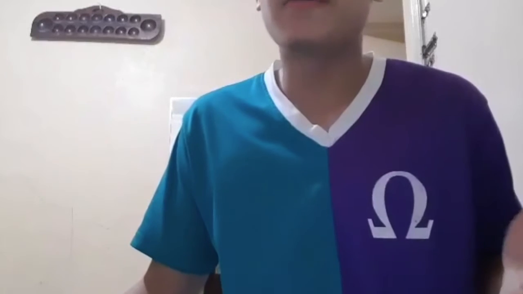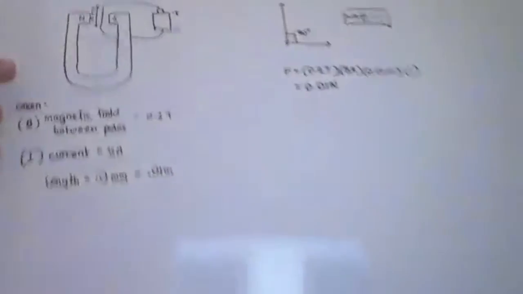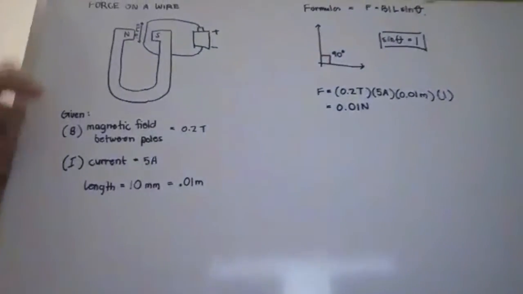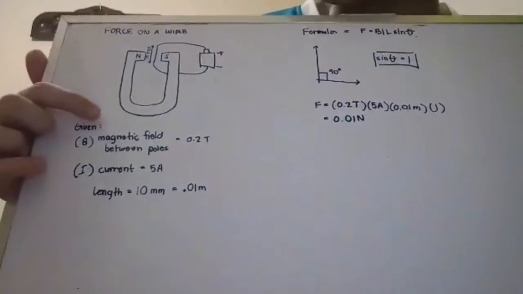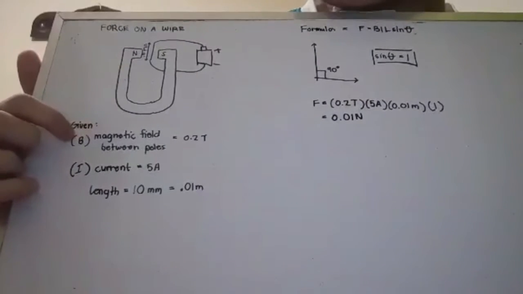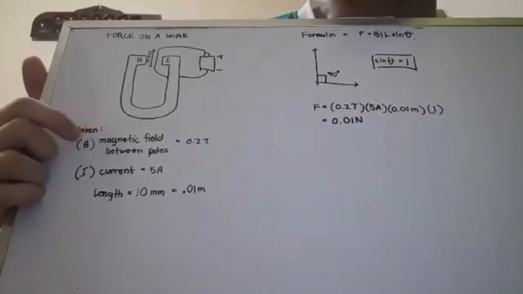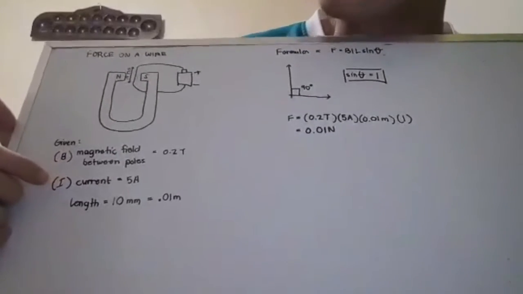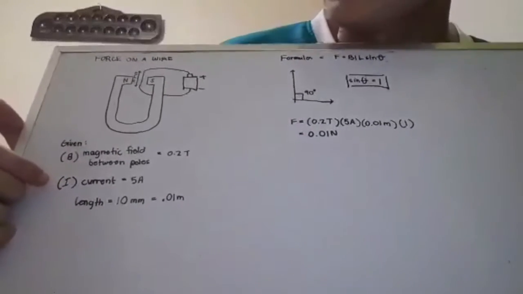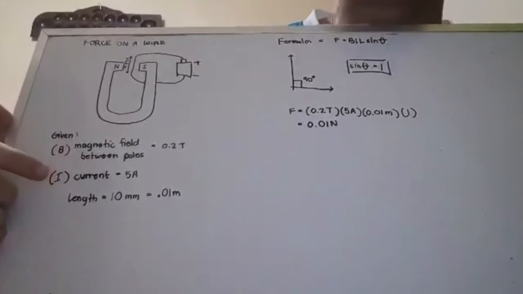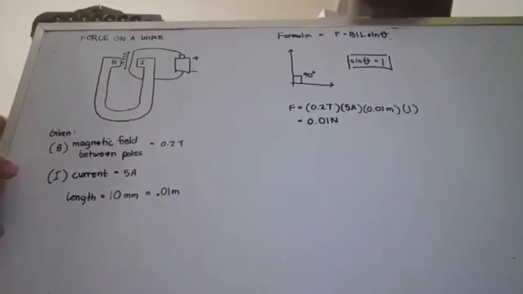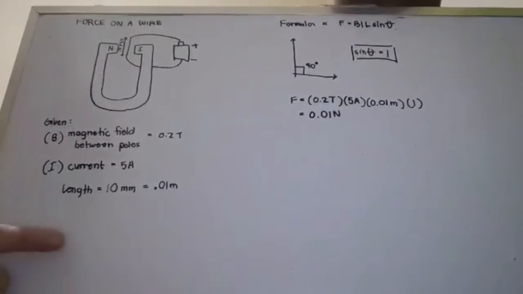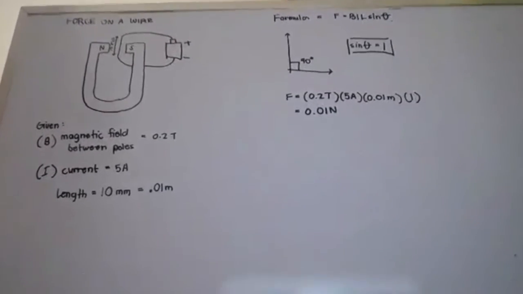So we are trying to find the force. Based on that problem, we have gathered this. The magnetic field between the poles, or B, is equal to 0.2. I, which stands for current, is equal to 5 amperes. And the length is equal to 10 millimeters, which we will convert to meters. It is equal to 0.01 meters.